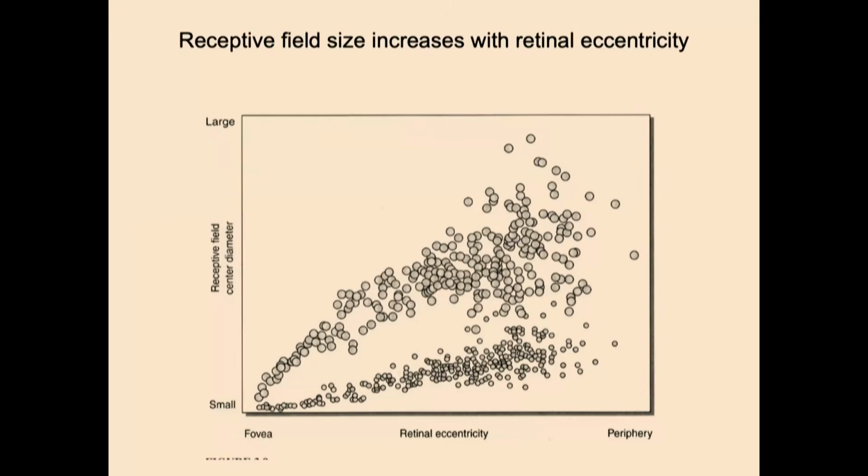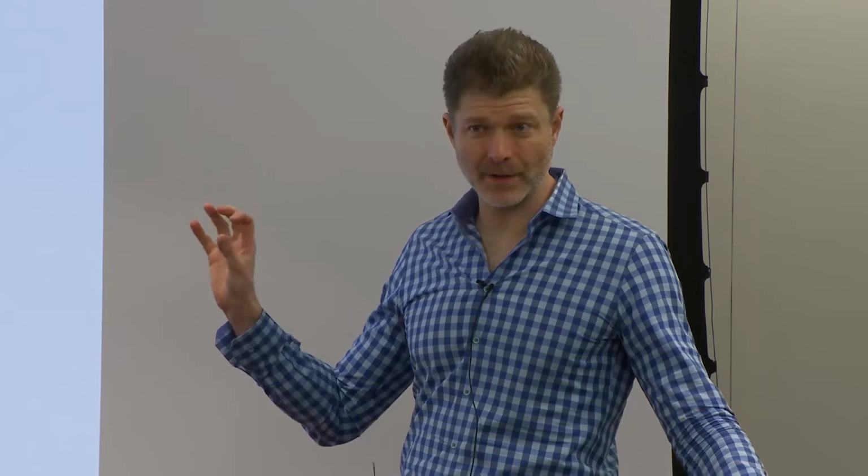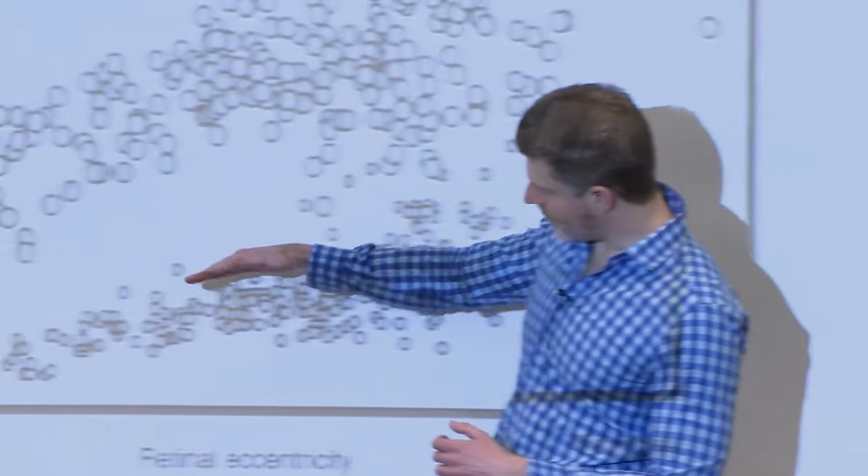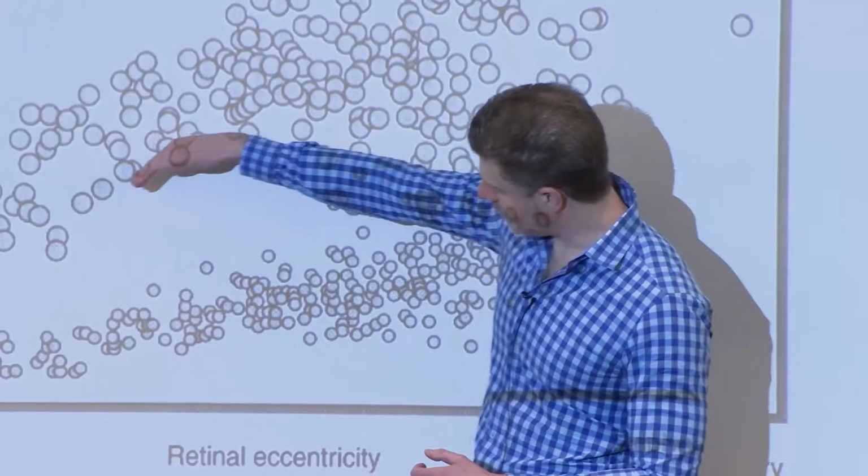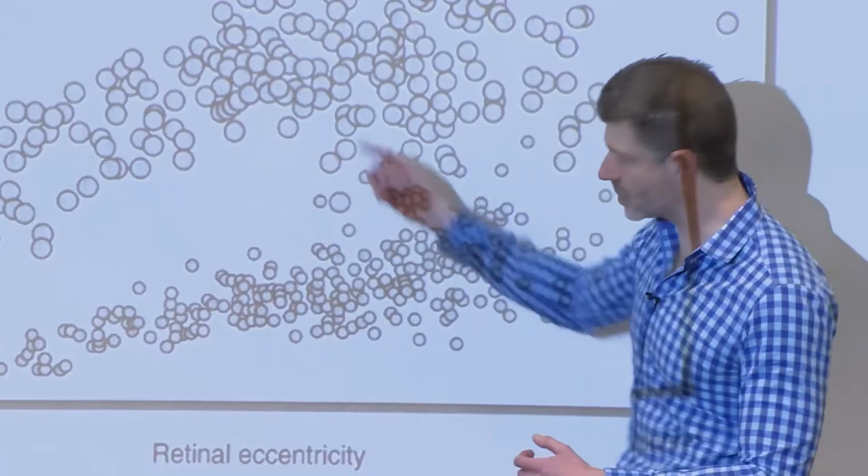And we talked about this other kind of critical property of receptive field size, which is that receptive fields tend to be small in the fovea and then get bigger as you move out to the periphery. Okay, so this is a major organizing principle within the visual system. But you can see that if you look at the ganglion cells, there are these kind of 2 classes of receptive field size, and those correspond to the midget and the parasol cells. The parasol cells have larger receptive fields.